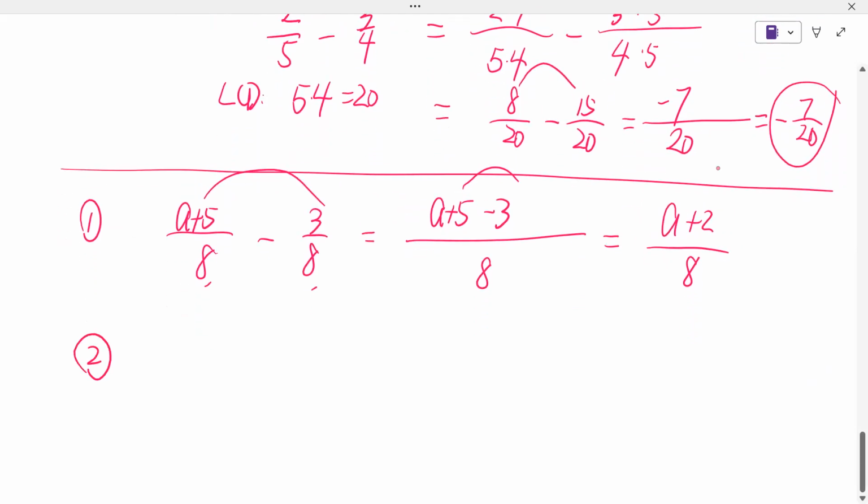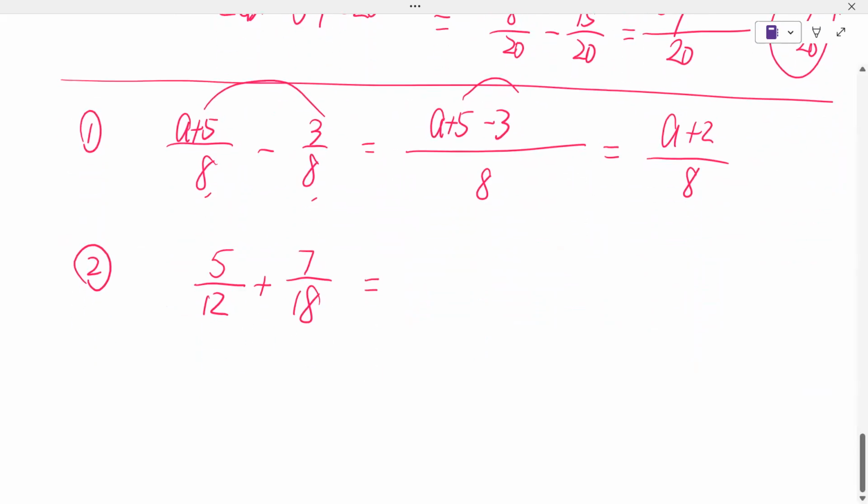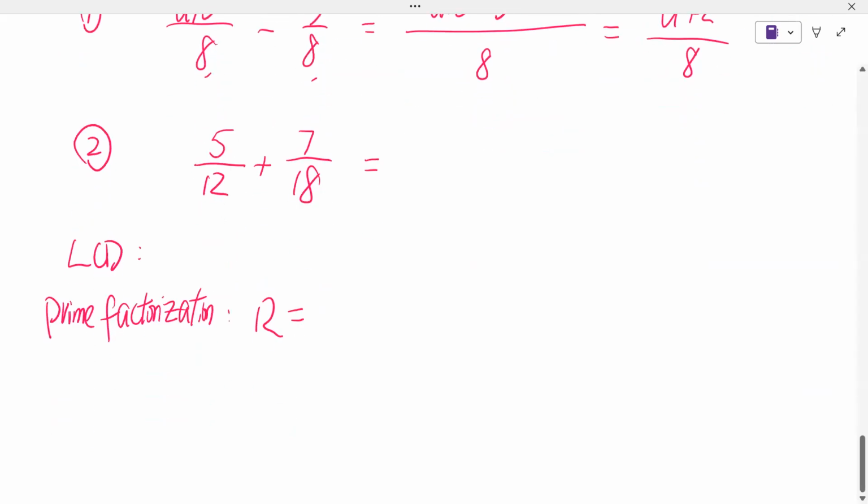And then second, let's say something like 5 over 12, adding 7 over 18. So now here we need the LCD, right? So the LCD of 12 and 18 should be 36, but I'm going to show you how to get that. We will use this method called prime factorization. Meaning you're going to turn 12 as a product of all prime numbers. And that's how we do that.